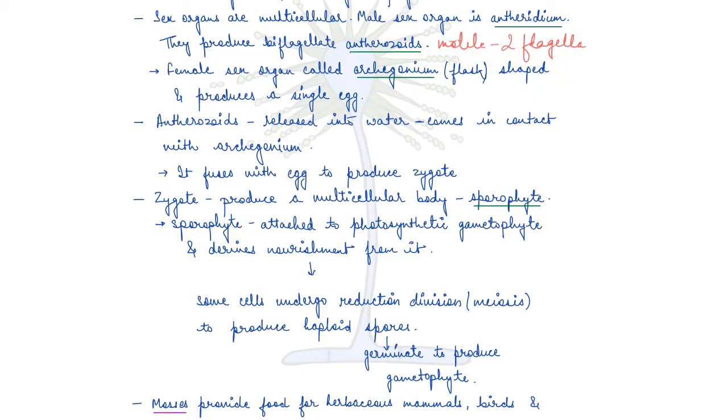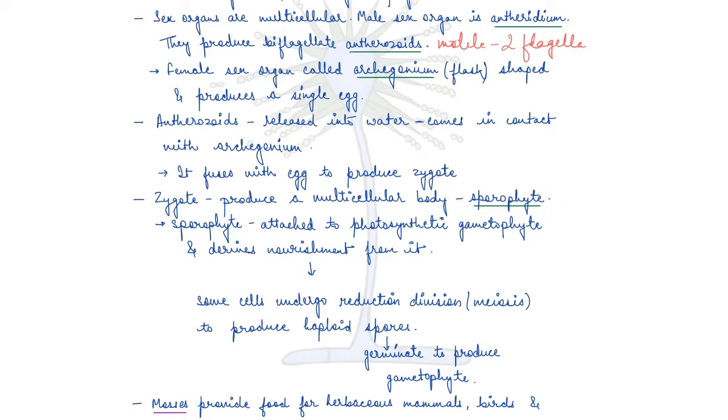So the male sex organ, antheridium, produces multiple biflagellate antherozoids, but the female organ, the flask-shaped archegonium, produces a single egg. How does sexual reproduction happen? These antherozoids are released into water and come in contact with the archegonium, and then one fuses with the egg to produce a zygote. This zygote produces a multicellular body which is known as the sporophyte.